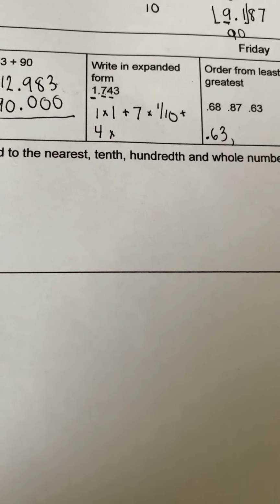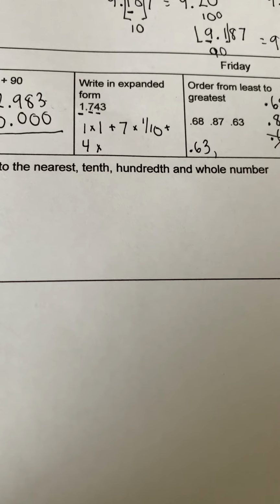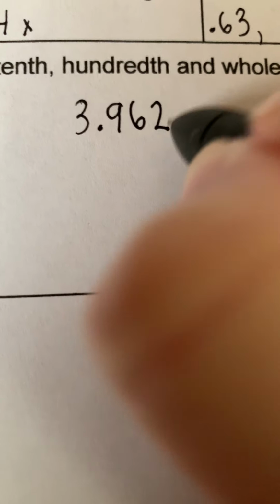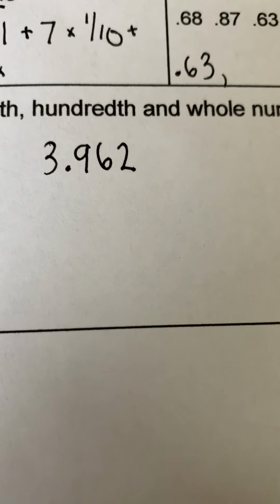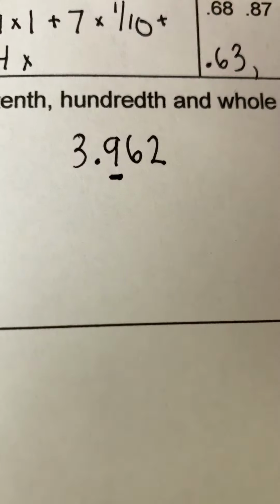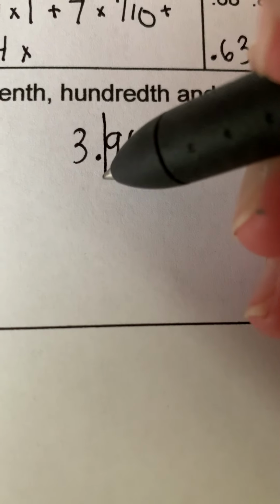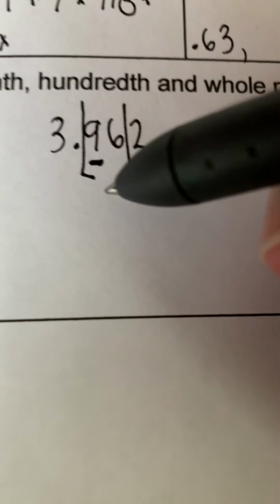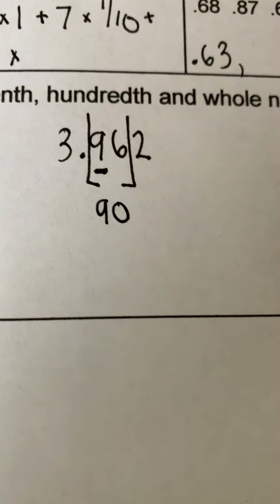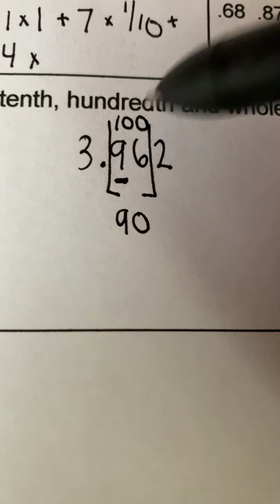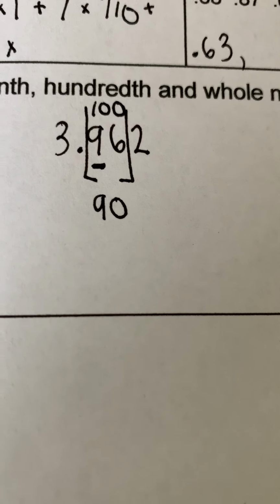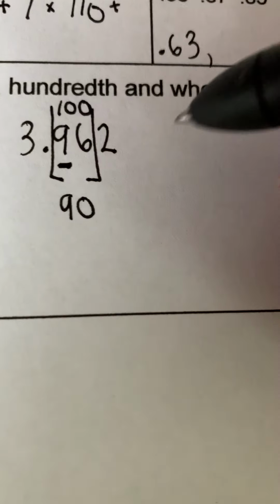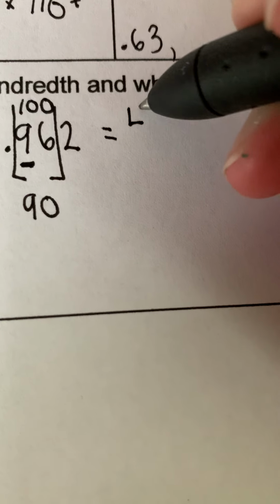Last one. Round to the nearest tenth, hundredth, and whole number. So our number is 3.962. First, we need to round to the nearest tenth. Underline the number in the tenths place. We do our L, but we need to box it in with another number. We have 96. 96 is in between 90 and 100. 96 is closer to 100, so that means we have to round it up, and it becomes 4.